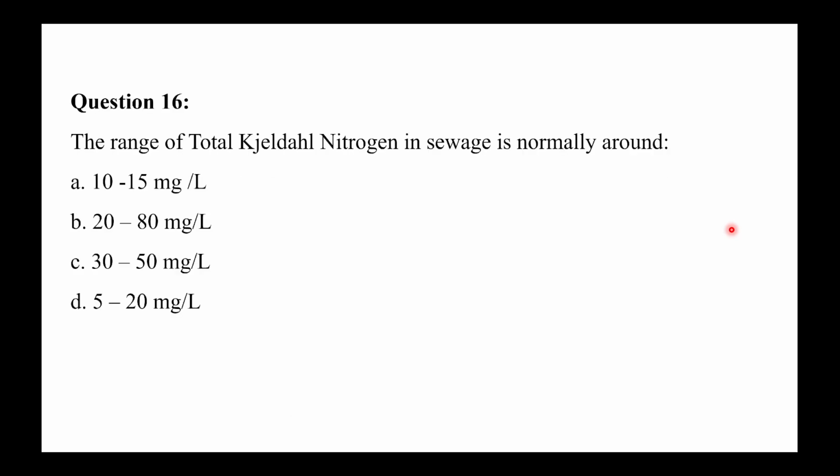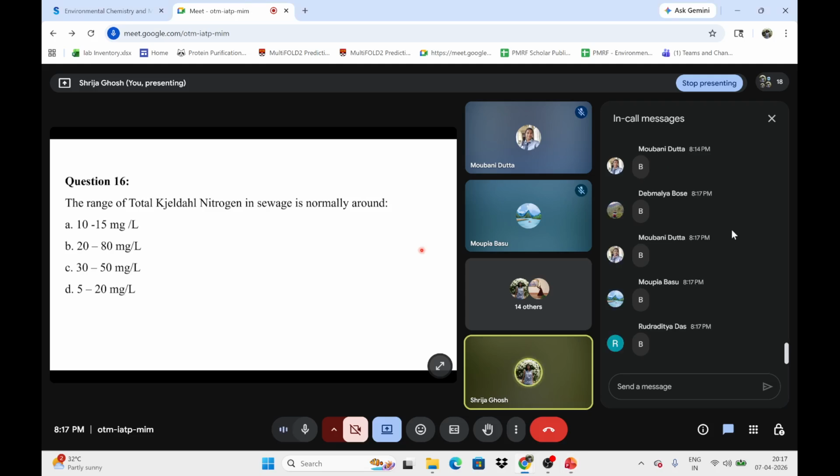Okay, let's move to the next question. The range of total Kjeldahl nitrogen in sewage is normally around: option A, 10 to 15 mg per liter; option B, 20 to 80 mg per liter; option C, 30 to 50 mg per liter; and option D, 5 to 20 mg per liter. Write your answers in the chat box.